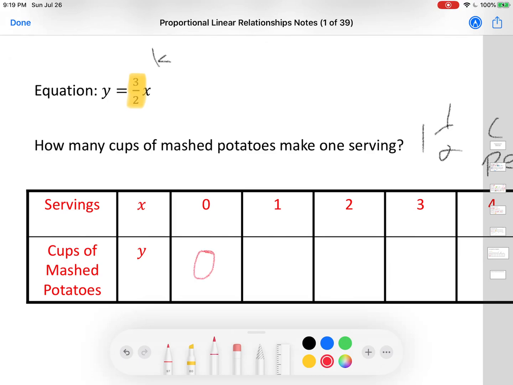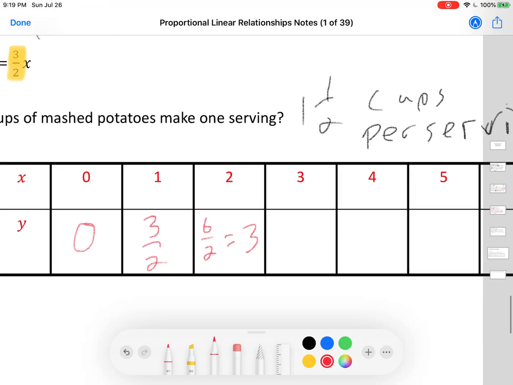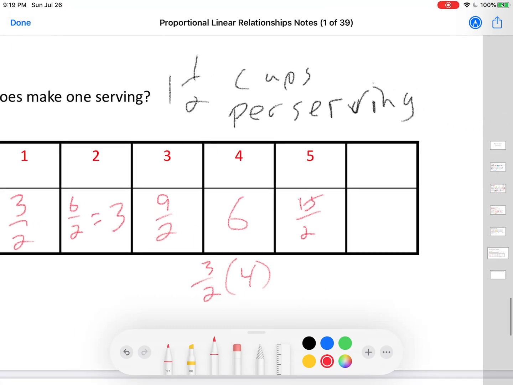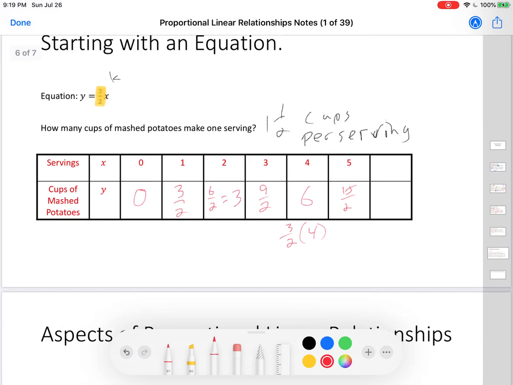All right, let's multiply. 0 times 3/2 is 0. 1 times 3 halves is 3 halves. 2 times 3 halves is 6 halves, but 6 halves is 3. 3 times 3 halves is 9 halves. 4 times 3 halves is 12 halves. Or 4 divided by 2 is, see, remember how to multiply fractions? 4 divided by 2 is 2. 2 times 3 is 6. 5 times 3 halves, 15 halves. And so on.